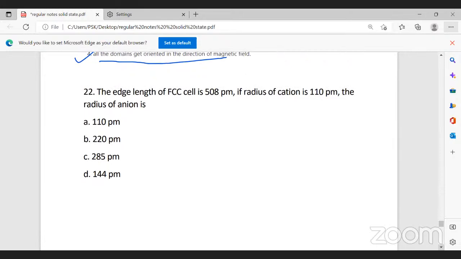The next question, we will see. We are coming back to the different types of problems which we have to work. All right, let's see. The edge length of an FCC crystal is 508 picometers. If the radius of the cation is 110 picometers, the radius of the anion is? We have not worked out this problem. Tell me, radius of anion.